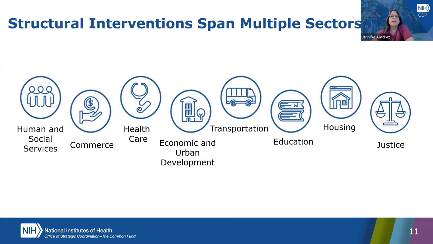Structural interventions, because they involve systems and structures, can span multiple sectors. So these may include human and social services, commerce, healthcare, economic and urban development, transportation, education, housing, and the criminal and juvenile justice systems, among others. Because the drivers of health disparities are interwoven and interact across these sectors, multi-sectoral interventions that transcend historical silos maximize the opportunity to eliminate health disparities and advance health equity.